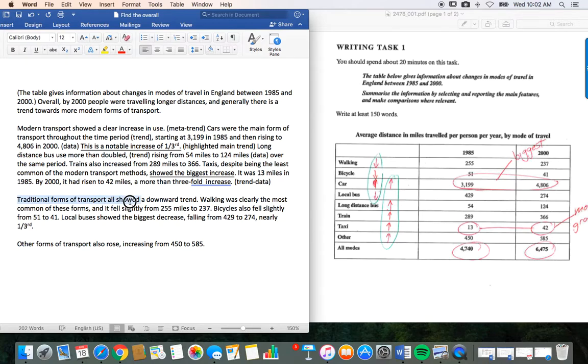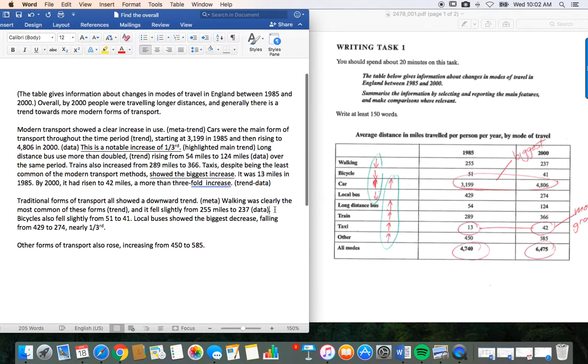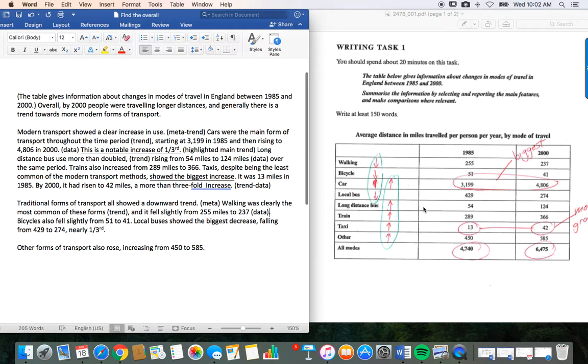Traditional forms of transport showed a downward trend. So again, we've got the meta trend. Walking was clearly the most common of these forms. All right, again, I'll say it, trend, and it fell slightly, data. You can see I'm not talking a lot about these pieces of information because look, it's not a big change.